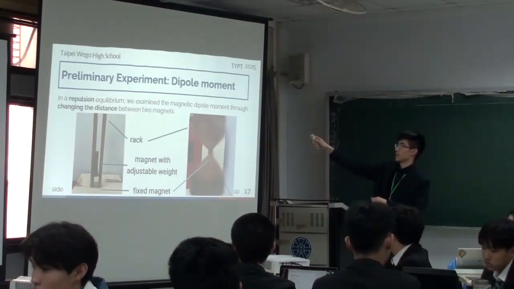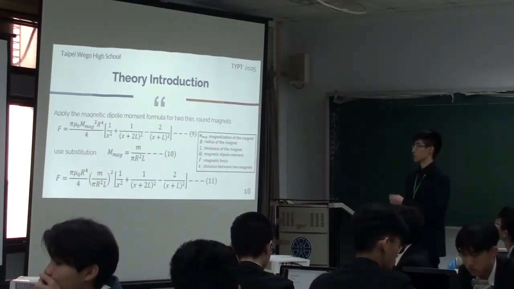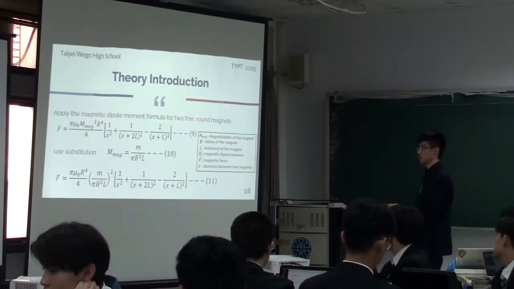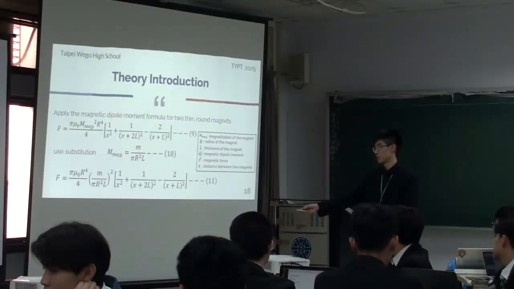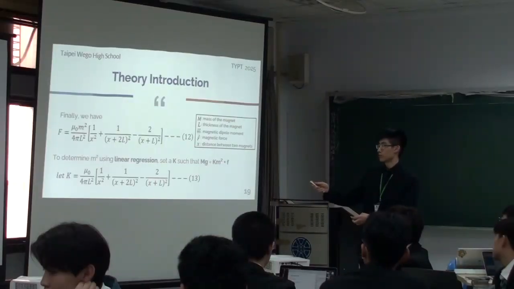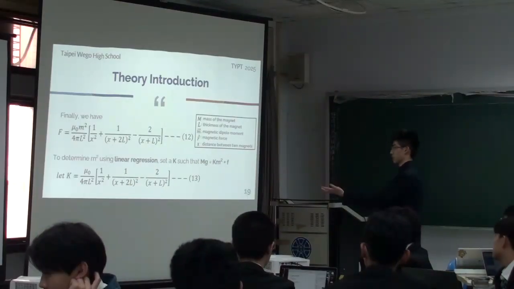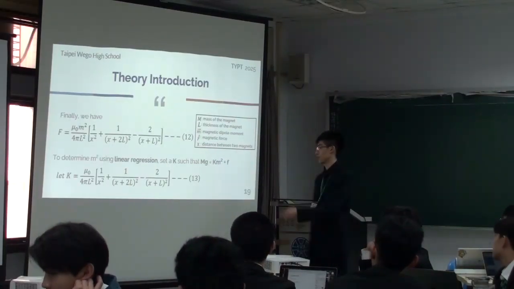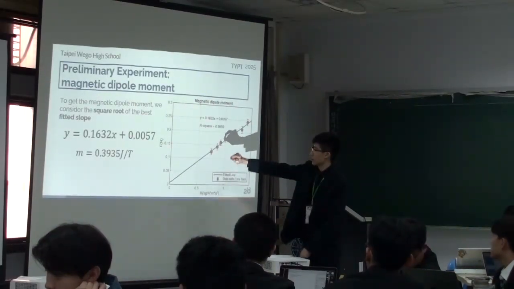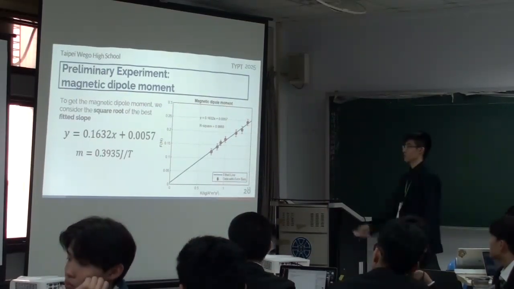Here we aim to find the dipole moment. By applying the magnetic dipole moment formula for two thin round magnets, as shown in equation 9, and after substitution into equation 10, we get equation 11. Rearranging it, we get equation 12. To determine m squared, the magnetic dipole moment squared, we use linear regression and set k such that mg equals k over n squared plus a constant. We take the square root of the slope of this line to get the magnetic dipole moment equal to this value.